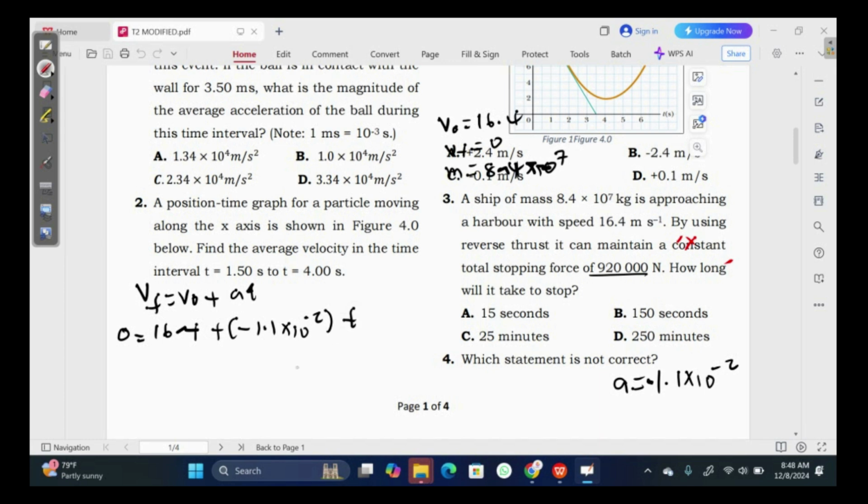Time I don't know. Shift this to the other side: negative 16.4 equals negative 1.1 times 10 to the power negative 2 times T. Divide both sides by negative 1.1 times 10 to the power negative 2. You can cancel the negatives.